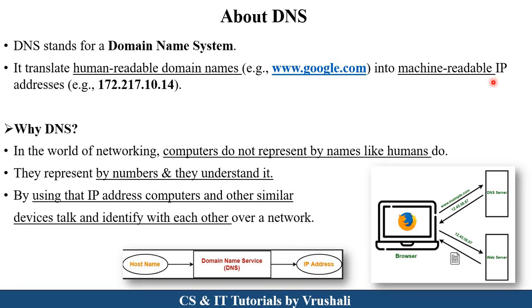And due to the IP address, you can find out which types of devices are present in the network. See here in this particular diagram, suppose the user searches for a particular website in the browser. So this website request is sent to the DNS server and the DNS server provides the IP address of that particular website. And after that, the content will be loaded. So this is the work of DNS.